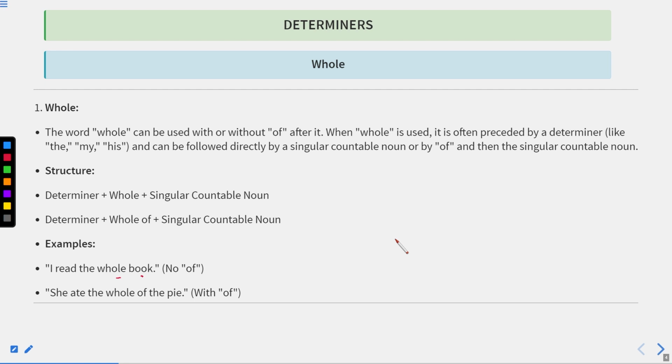Why so? Because whole is used with either a singular countable noun or an uncountable noun. I can say whole life, whole world. Because whole life and whole world, they are uncountable. We can use the word whole. So here we can use the word whole.